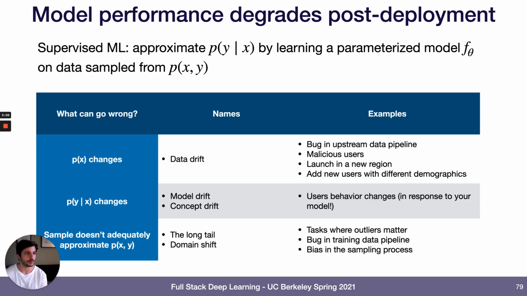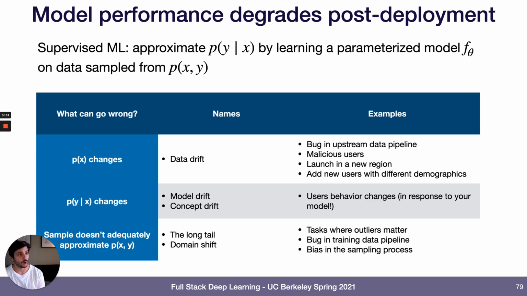But it's not only bugs. Malicious users can also change P of x. They can give you intentionally weird inputs. You could, for example, launch your service in a new region, and that might change the distribution of inputs. Or you could start onboarding new users, and those users might have different demographics than the users that were present at training time.